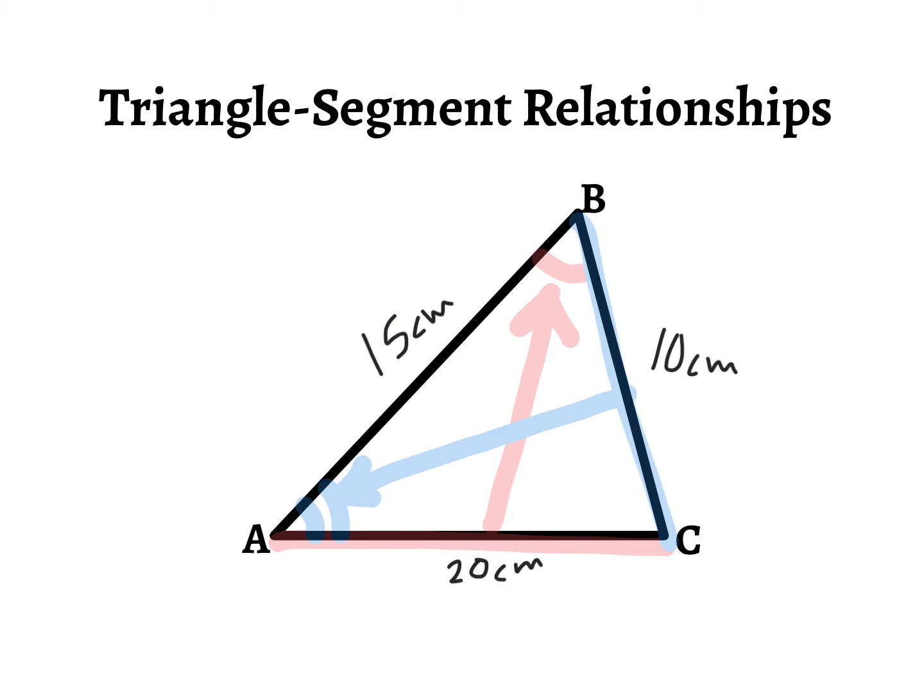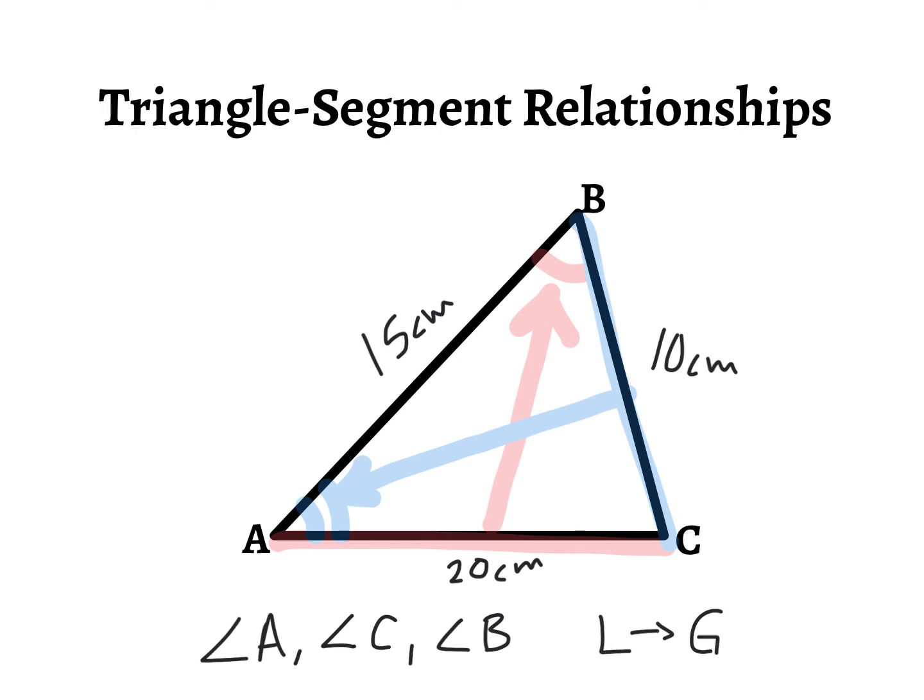So the smallest angle would be A. The medium angle would be 15 because 15 is the medium number. So across from it should be angle C. And then across from 20 centimeters is angle B. This is organizing things from least to greatest, or smallest to largest.